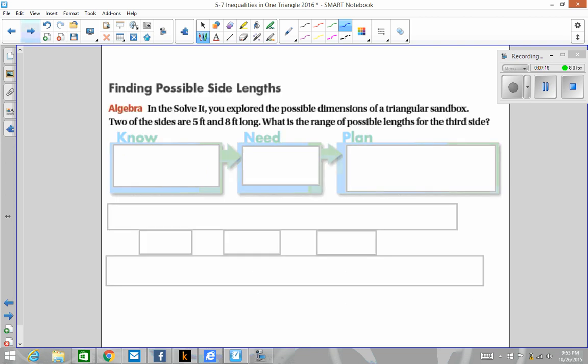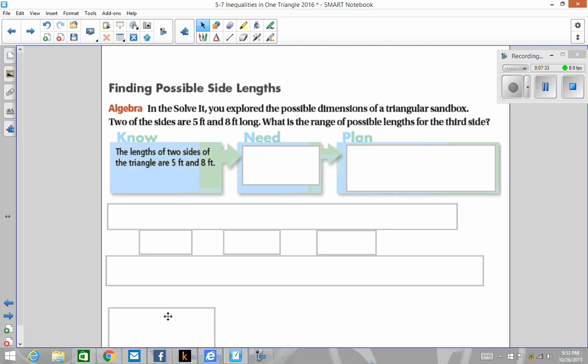All right, so finding the possible side lengths. If you want to solve a problem and you explore the dimensions of a triangular sandbox and two sides are 5 and 8, what is the range of possible values for the third side? And we're going to use the triangle inequality to determine that. So let's look at some of the information. So first we need to know the side lengths are 5 and 8. We need to know the range for the possible values of the third side.